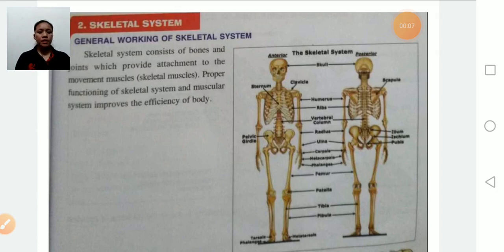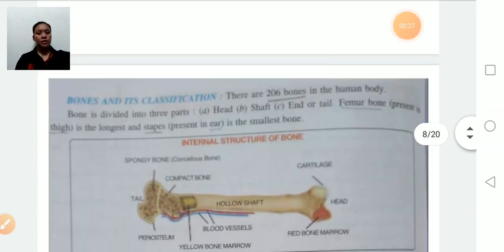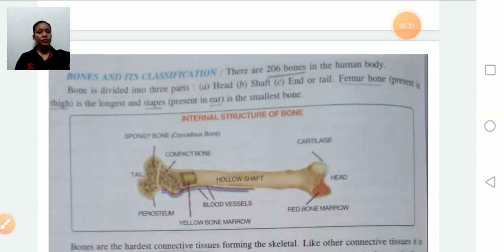Our skeletal system consists of bones and joints, which provide attachment to the muscles for movement. Bones are classified into three parts: head bones, hollow shaft, and tail bone. Our body has about 206 bones in the human being.